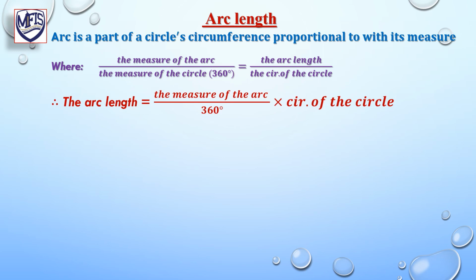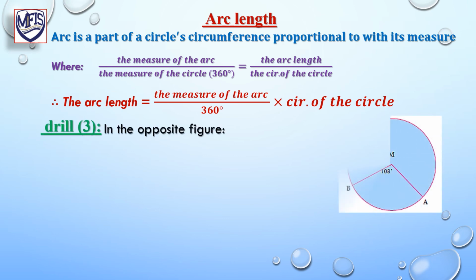So, to find the arc length, I will do cross multiplication. The length equals measure of arc over 360 times the circumference. Again, to find the length of arc, we multiply measure of arc over 360 by the circumference.